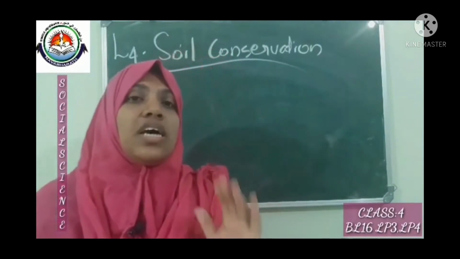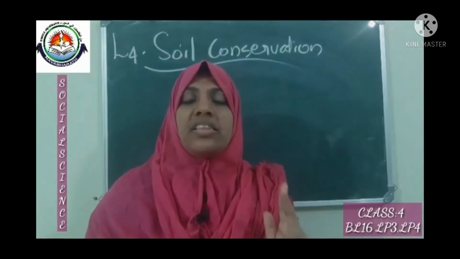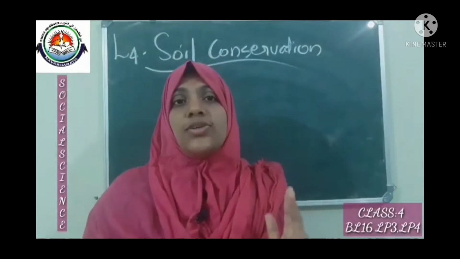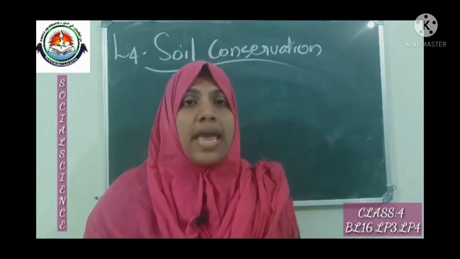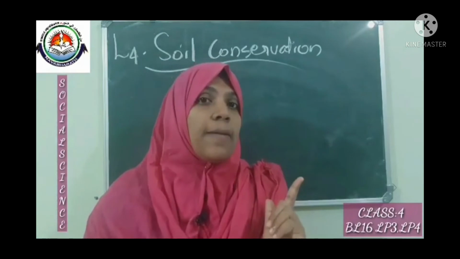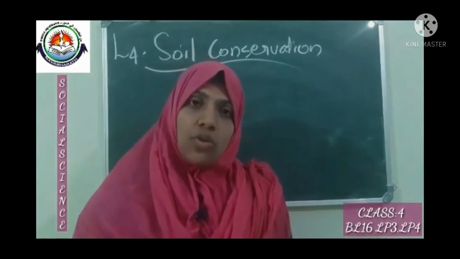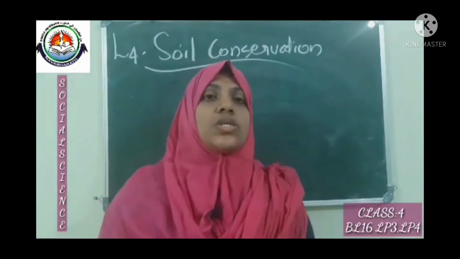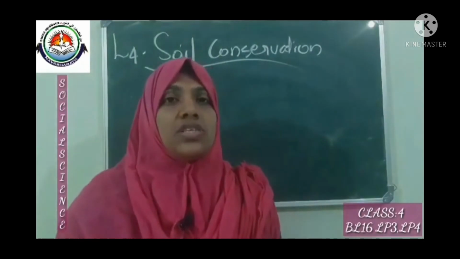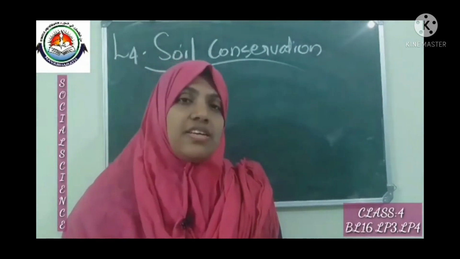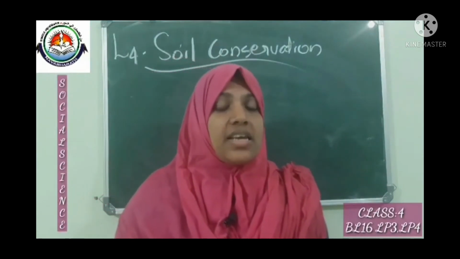Which are the methods to conserve soil? Terrace farming and contour farming are the methods to conserve soil in mountains. Then crop rotation is mainly practiced in plains. The last one, planting more trees, is common in all physical divisions. It is suitable for all physical divisions. Okay, got it? Let's discuss S3 and S4.